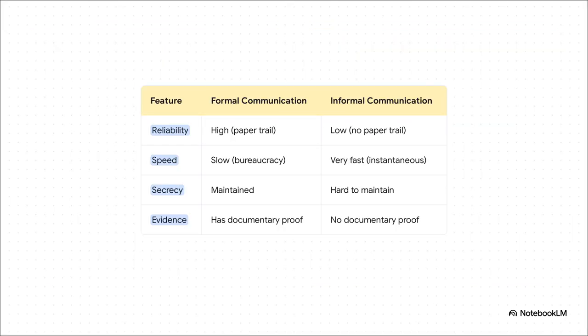This table shows the trade-offs really clearly. For your exam, just remember this: formal is reliable, but slow. Informal is very fast, but much less reliable. So if a question asks about the best channel for a confidential legal message, the answer has to be formal, right? Because it provides evidence and helps maintain secrecy.